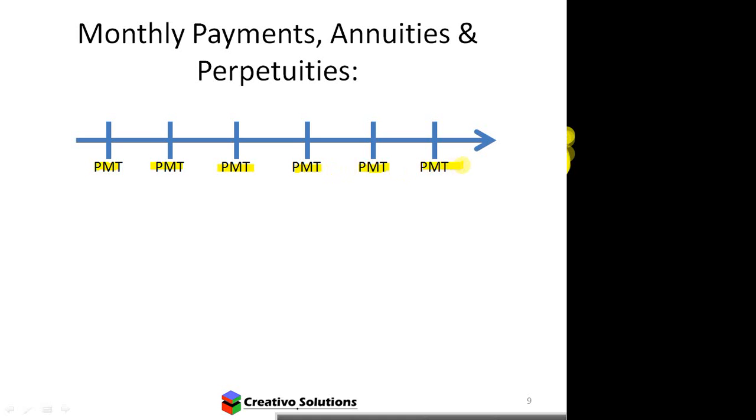Okay, so those are all payments. Is that an annuity? Yes. Why is it an annuity? Because all those amounts are the same. They could be 10, 20, 30, it doesn't matter what the amounts are, but all of those amounts have to be the same.